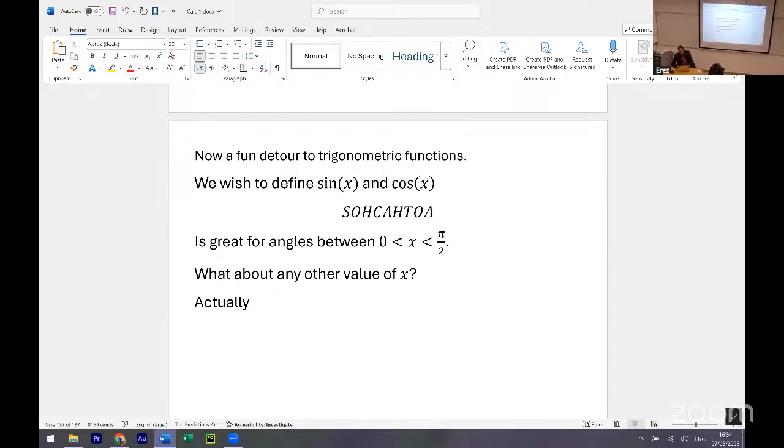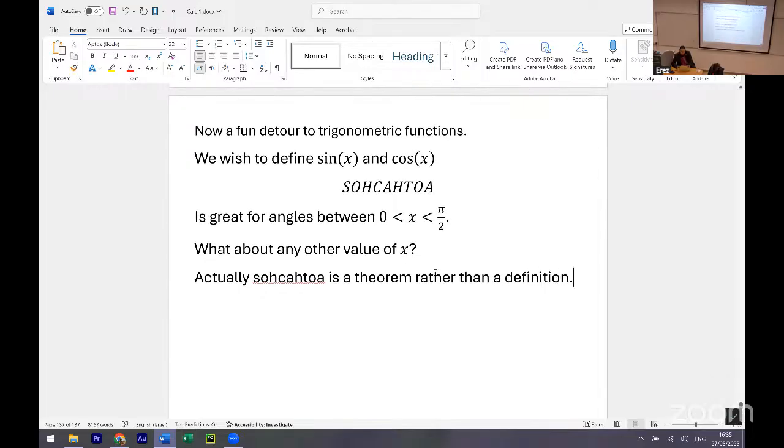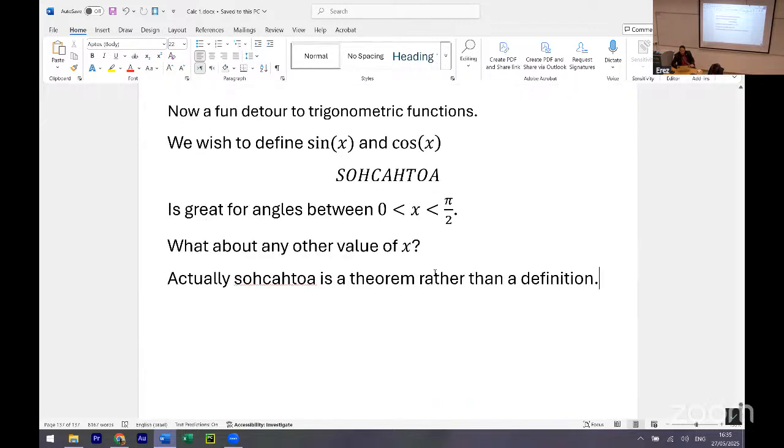Okay. So actually, SOHCAHTOA is a theorem we will prove rather than a definition. We'll define sine and cosine differently, and then we'll prove a theorem that the ratios within a right triangle are exactly as SOHCAHTOA describes. Okay. So last chance. Does anyone remember how one defines sine and cosine?